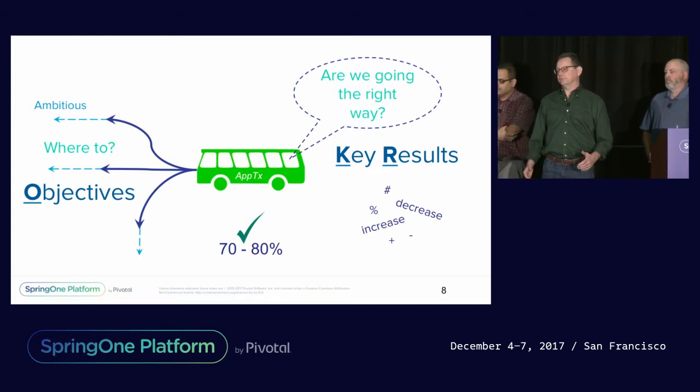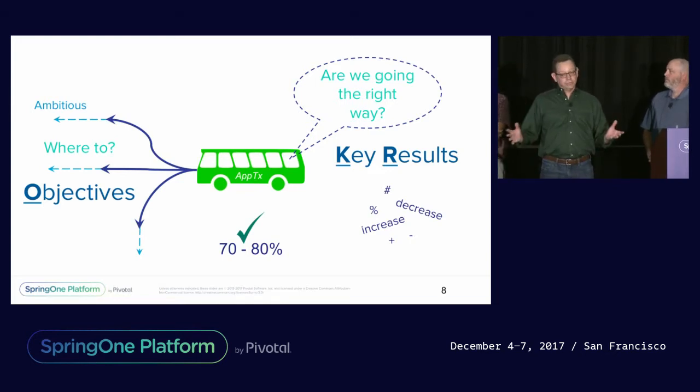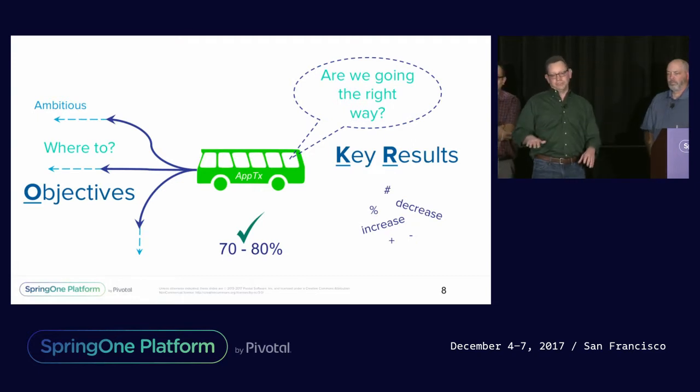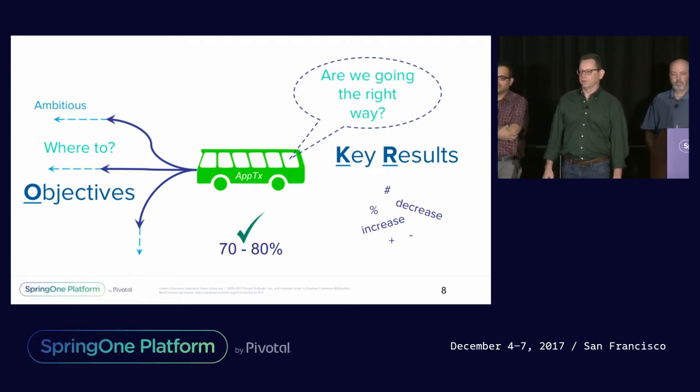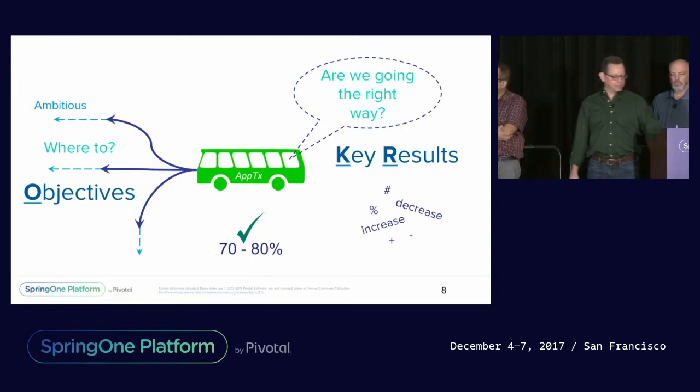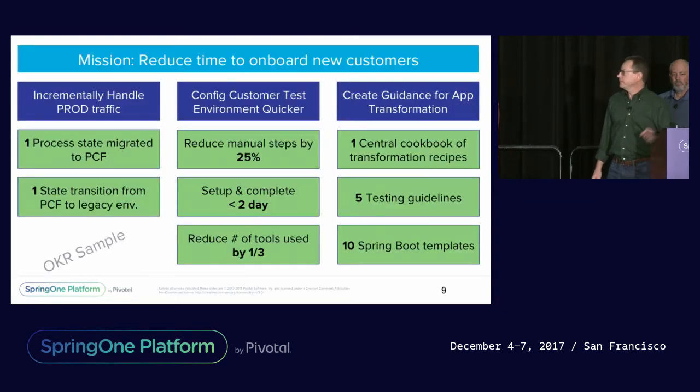If you are hitting 100% on your objectives, either you're really great or you set the bar kind of low. In our experience, we set the bar too low if we're hitting 100%. So we're always trying to hit 70–80% to make sure that we're hitting those stretch goals.